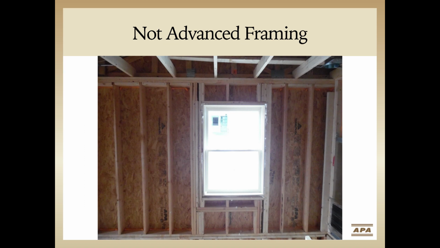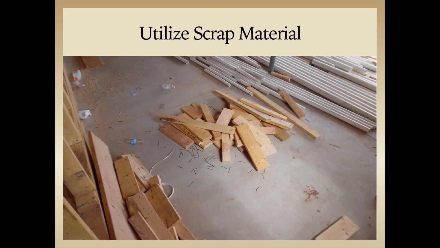And reducing redundant cripples under sills of windows. And even making sure to use scrap material whenever possible. This builder cuts all of his scrap material, all of his scrap lumber, into 24-inch sections for use as ladder blocking, and saves scrap OSB from window cutouts for use as an air barrier at attic knee walls.